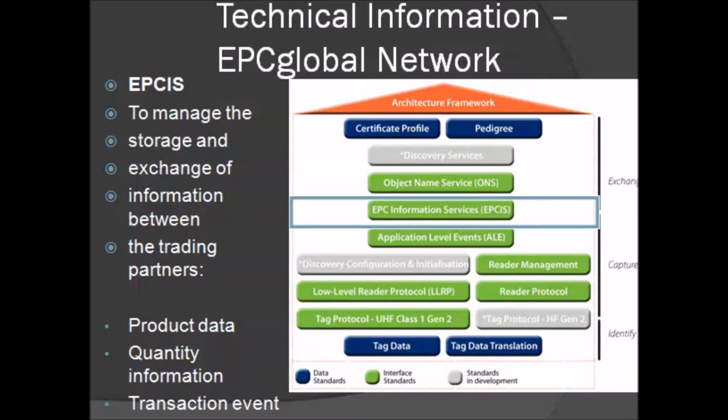The EPCIS data can be divided into the following categories, such as product data. Of course, it corresponds to the product description, lot number, expiration date, and all the corresponding information about the product. The second will be quantity information.